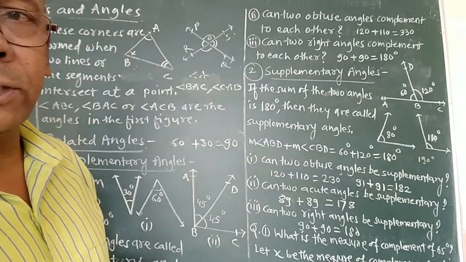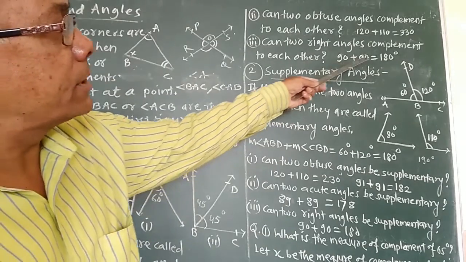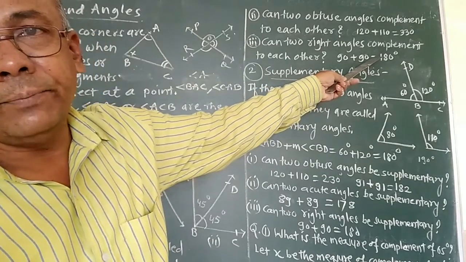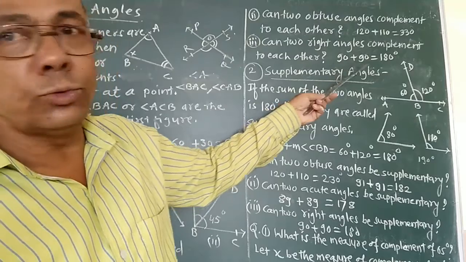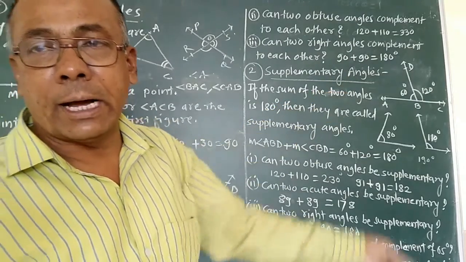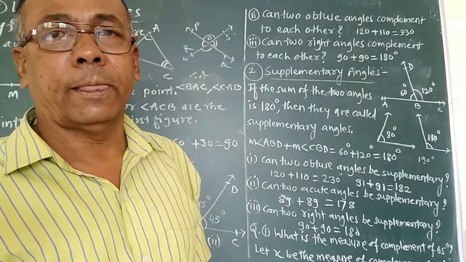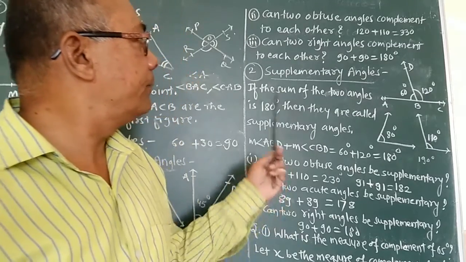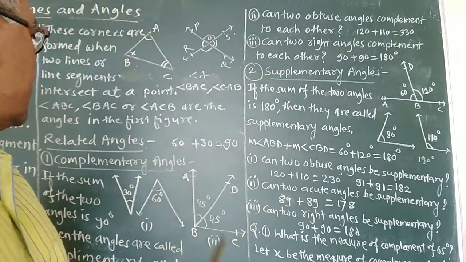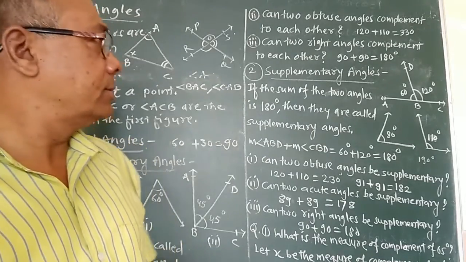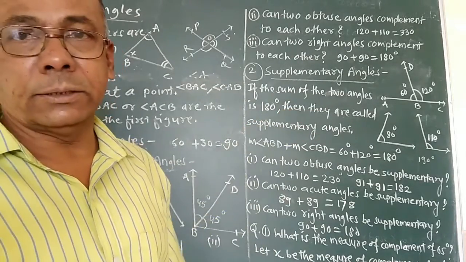राईट अँगलचं मेजर असतं 90, म्हणजे हे 90 प्लस हे 90, दोघांची ॲडिशन किती झाली? 180, and therefore these two right angles they are always complement to each other. Now we will see another related angles, that is supplementary angles.